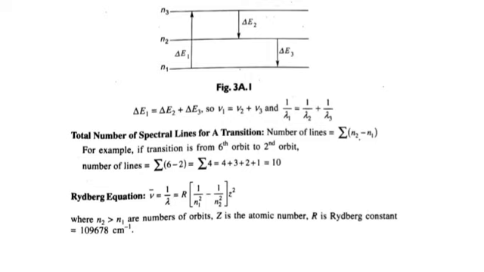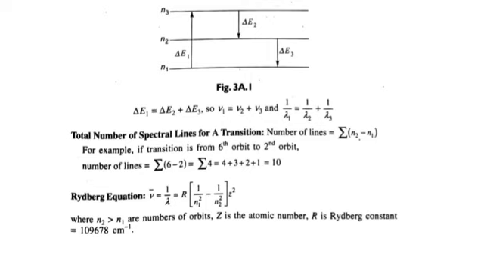or you can say E2 minus E1. The total number of spectral lines for a transition, the number of lines, is sigma n2 minus n1. For example, if the transition is from the 6th orbit to the 2nd orbit, the number of lines will be sigma 6 minus 2, means sigma 4. Sigma 4 means 4 plus 3 plus 2 plus 1 plus 0, that is equal to 10. So from the 6th orbit to the 2nd orbit, there are a total of 10 lines.